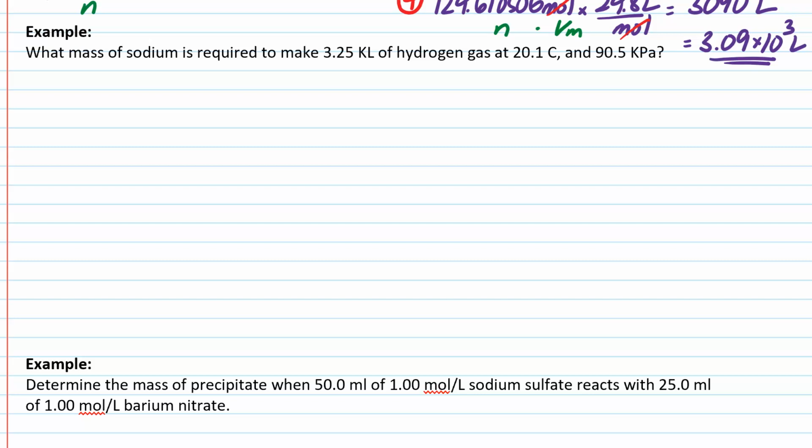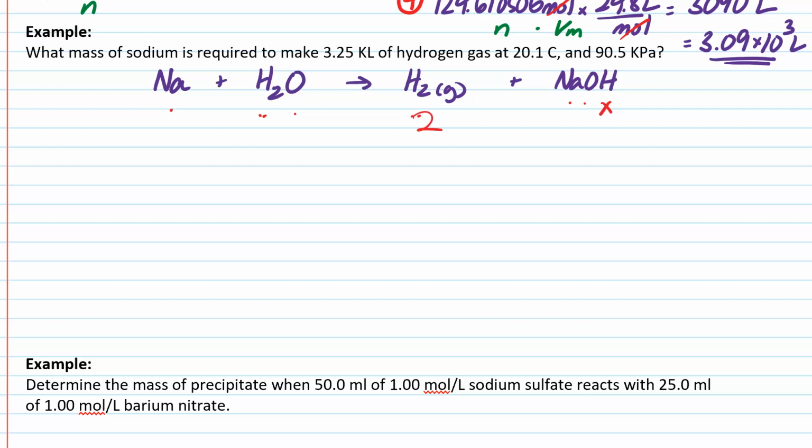I wouldn't expect you guys to come up with this one all on your own, so I'll just give it to you. We have sodium reacting with water to produce hydrogen gas and sodium hydroxide. Okay, is this balanced? We have 1 sodium, 2 hydrogens, 1 oxygen. Oh, we actually have 3 hydrogens on one side.